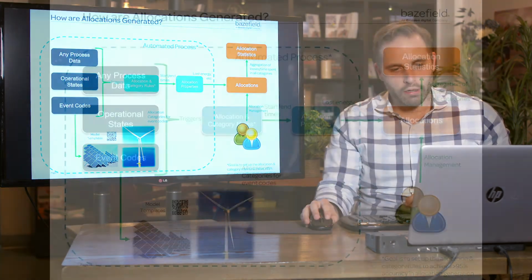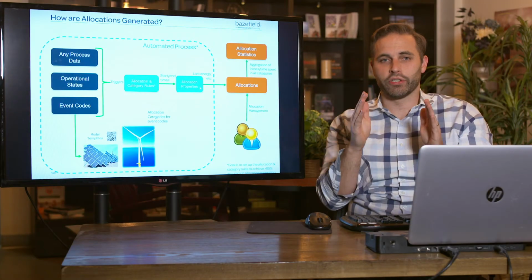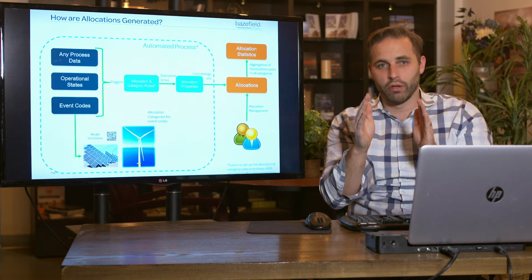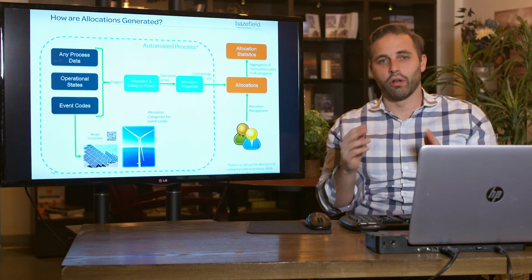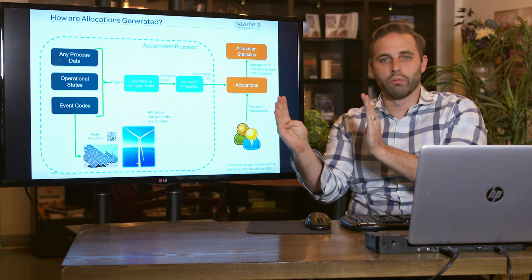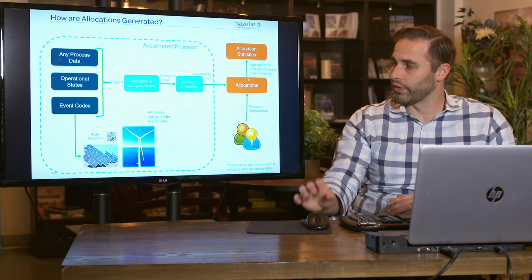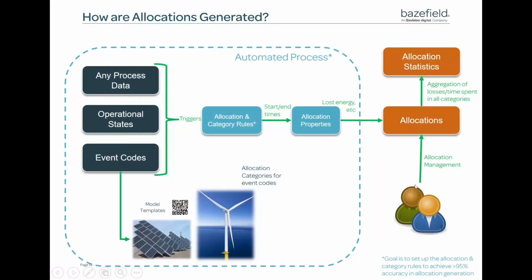Once an allocation is started and ended in this process, allocation properties are then automatically calculated. So an allocation property is a snapshot or an aggregate of a certain tag within an event. So things like lost energy, production, you want to be able to measure lost energy from time A to time B, when that allocation started to when that allocation ended. Finally, the last step, which we'll talk about in the subsequent videos, is the process by which users can edit the allocation categories and then use the allocation statistics application to report on losses in their fleet.